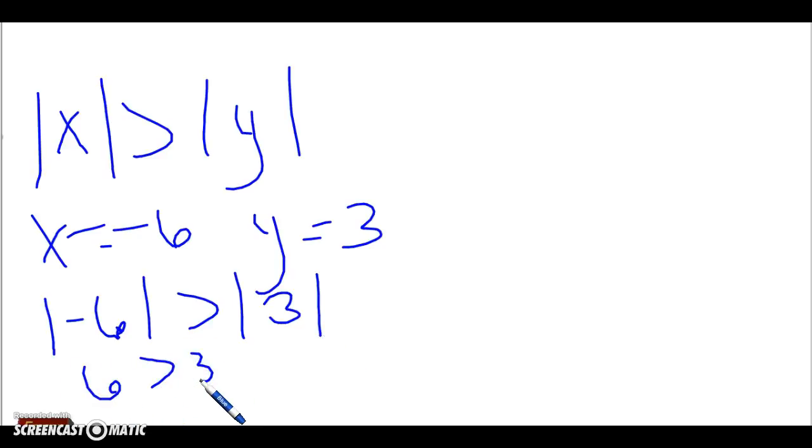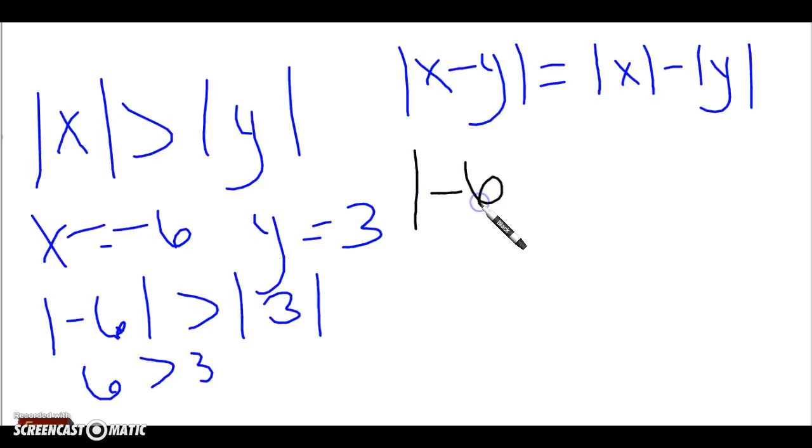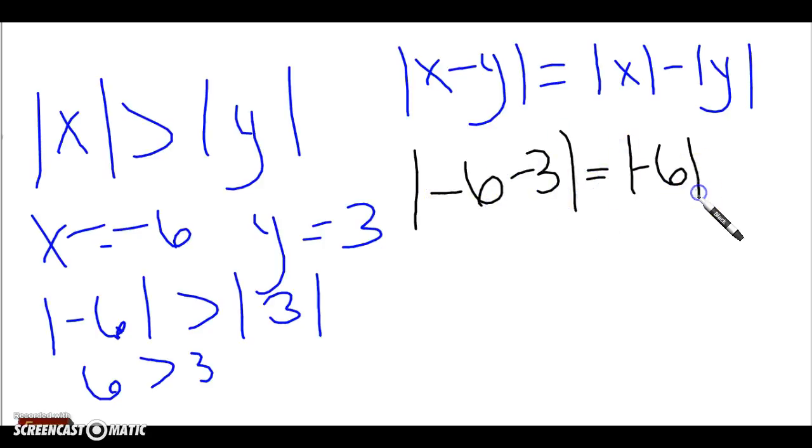So that works out. And so now I want to prove that the absolute value of x minus y is equal to the absolute value of x minus the absolute value of y. So I know I can't break it up like that, but we're going to just test it out and see. So let's plug it in and see. So we plug in the absolute value of -6 minus 3 equals the absolute value of -6 minus the absolute value of 3.